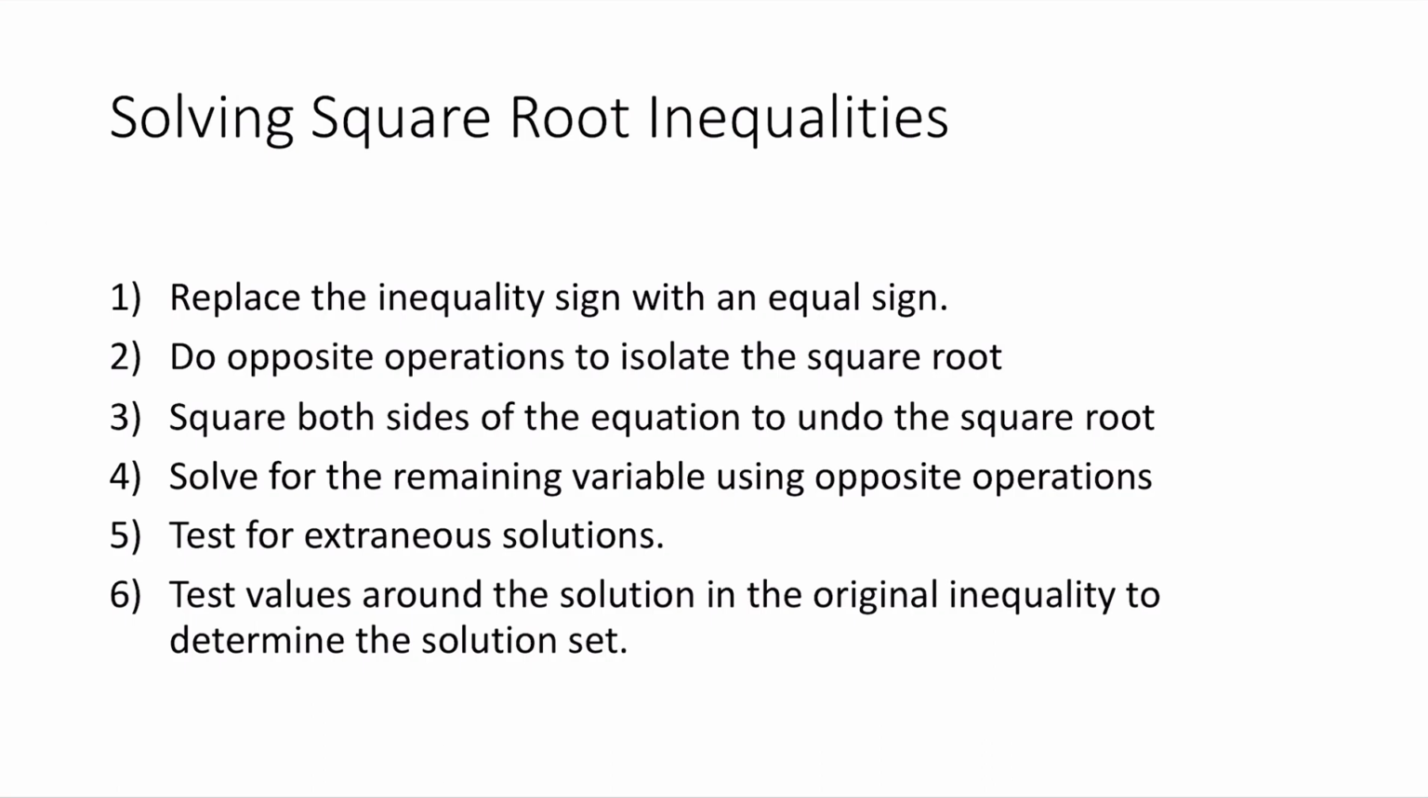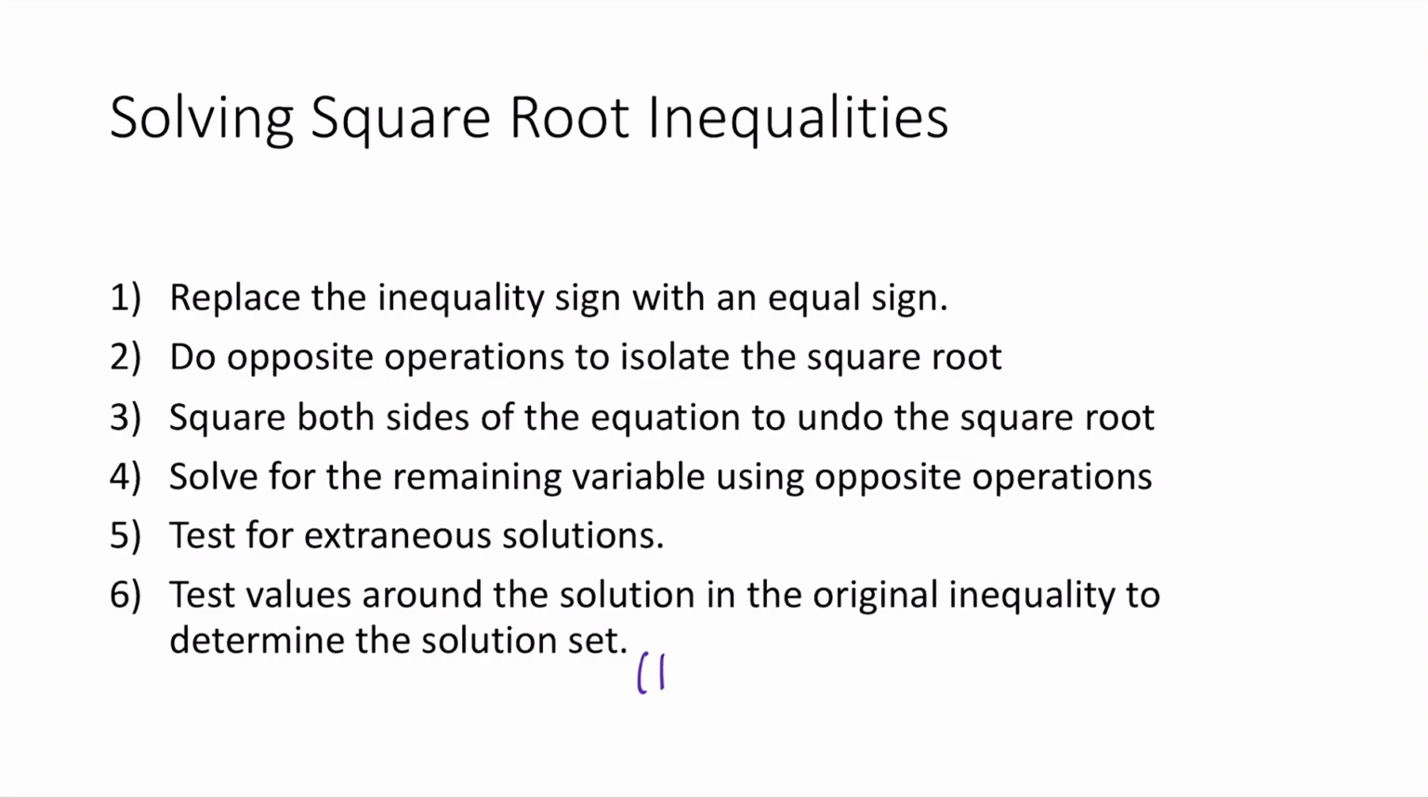So now let's expand this idea and let's solve some square root inequalities. To solve square root inequalities, you're going to start off by replacing the inequality sign with an equal sign. And then we're going to do the same steps we've been doing: opposite operations to isolate the square root, square both sides, solve for the variable, and test extraneous solutions. Then we're going to test some values around the solution in the original inequality to determine the solution set.